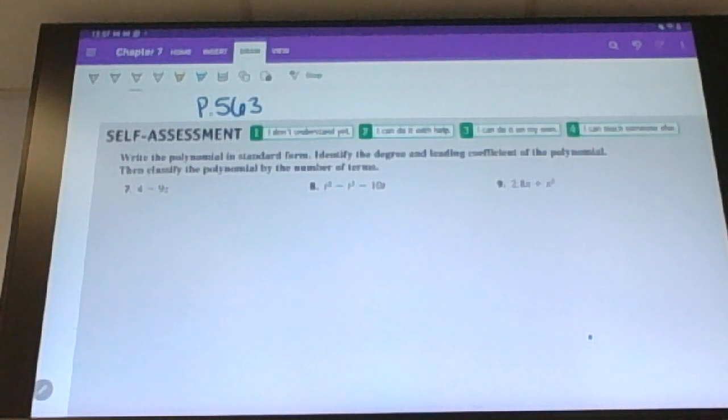So I'm going to label it. It says first, write it in standard form. That'll be letter A. It says identify the degree. That's the second thing we have to do. That'll be letter B. Identify leading coefficient. That's the third thing we have to do, letter C. And then we have to classify it, so we'll call that letter D. So for each one, you have to do 4 things, showing that you understand the vocabulary.